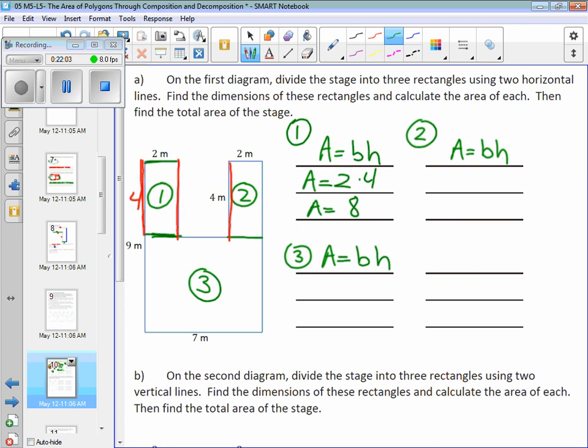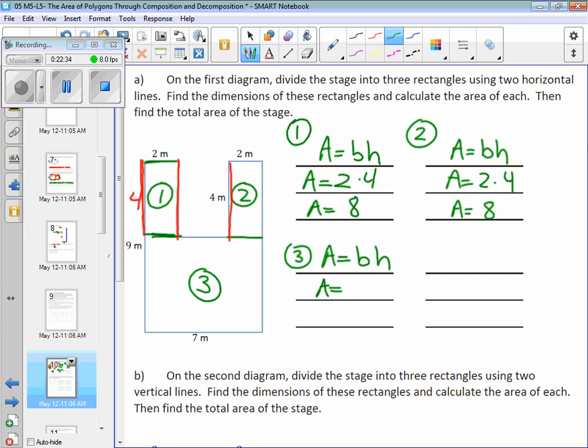The reason why I go and make this number 2 is because once you have one tower, you really have the other. These 2 are identical towers. So it's the same exact thing. It's a base of 2 and a height of 4. And that's going to make 8. That makes rectangle 3 our most challenging piece, because they give you a base and you have to figure out the height.